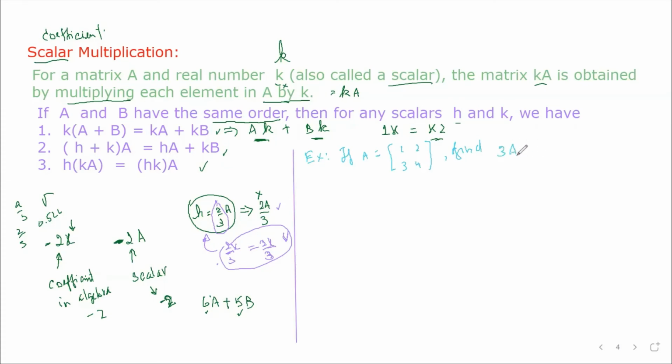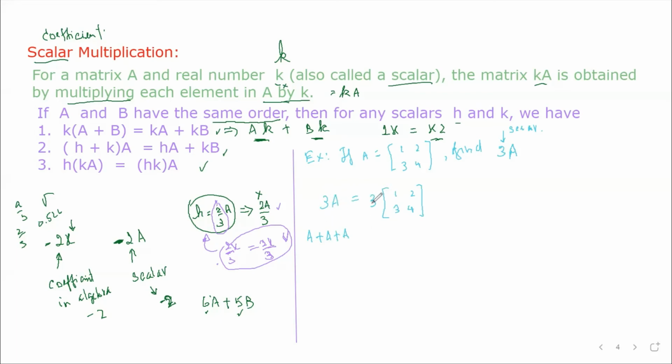So in this one, A is a matrix and 3 is a scalar. Then how do you find 3A? Easy, right? You just write the scalar 3 in the front like this and represent matrix A, which is 1, 2, 3, 4. Actually 3A means matrix A plus matrix A plus matrix A, correct? But instead you write it like this, 3 and the matrix, instead of plus plus plus.